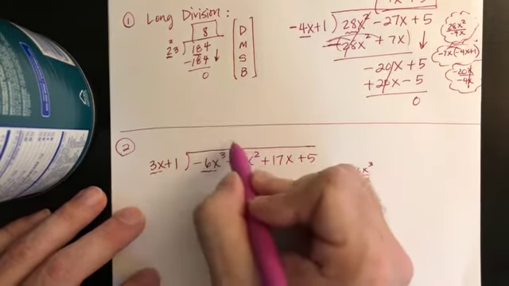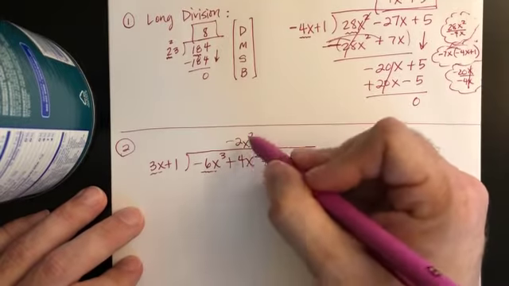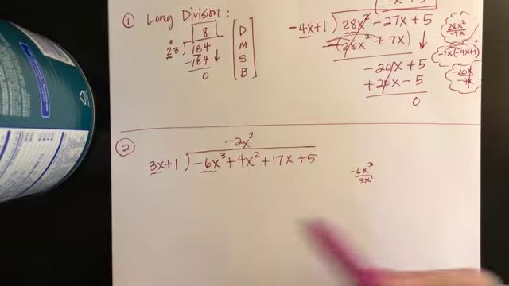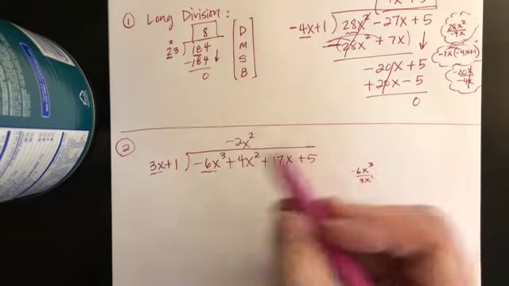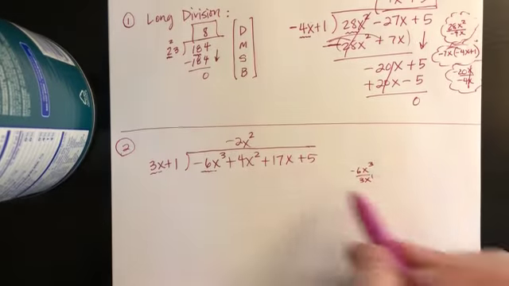I'm going to go off to the side to do that. And I get negative 2x squared. And yeah, you can line it up with what's under the house. You can line it up with the x squareds. Don't do anything with them. Just line them up. It doesn't matter, though. You can put this anywhere you want. You just want the space.